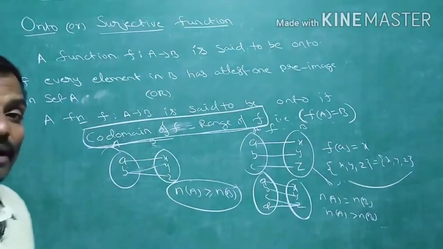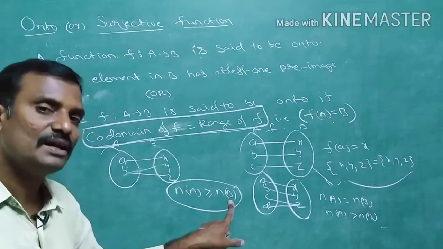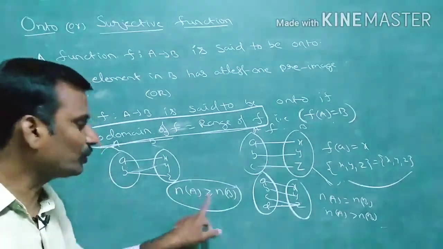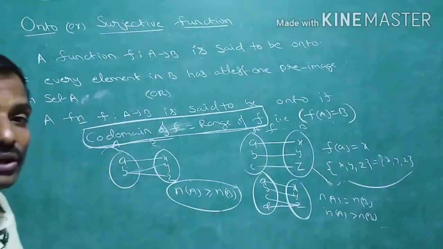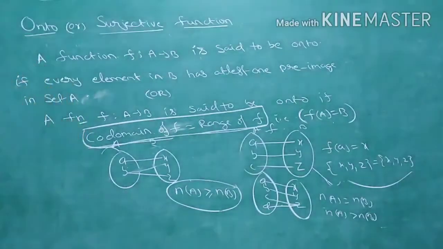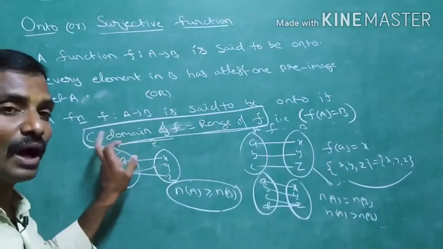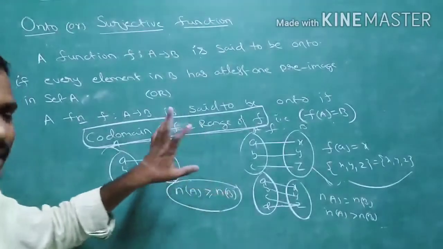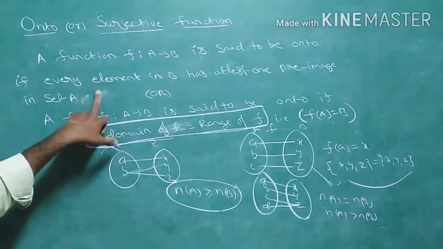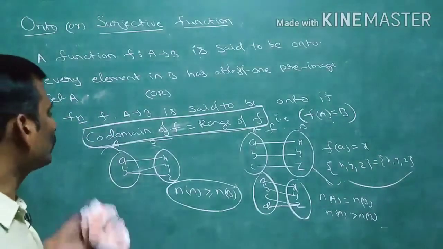What is the condition for one-one? n of a less than or equal to n of b. For onto, n of a is greater than or equal to n of b. This is the condition for onto function or surjective function. What is the definition of onto? Codomain of f is equal to range of f. Every element in set B has at least one preimage in set A. That is the onto function.